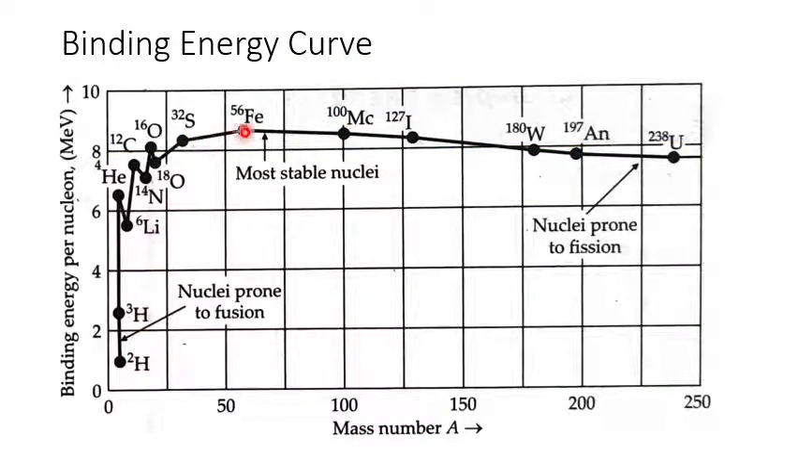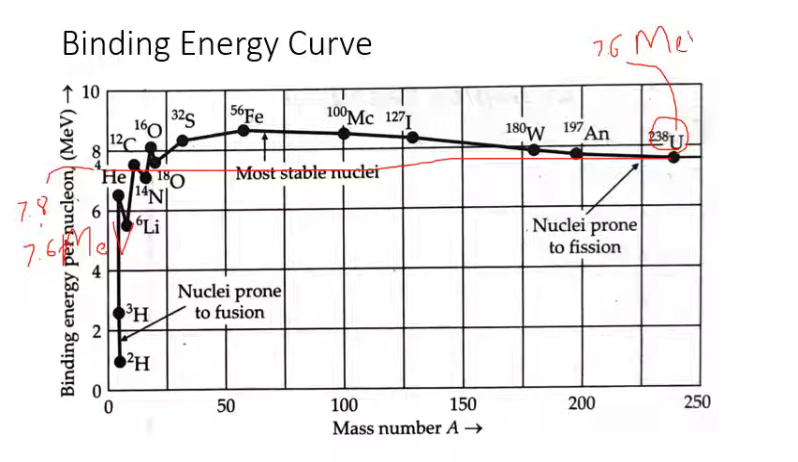Moving on, as you go beyond, what we notice is that the binding energy decreases. Consider it decreases up till this point. This point may be somewhere around 7.8 or 7.6. Let us consider somewhere around 7.6 to 7.8. So the binding energy per nucleon decreases to 7.6 mega electron volts to 7.8 mega electron volts. And out of this, the lowest one is the uranium. For uranium, the binding energy per nucleon is 7.6 mega electron volts.